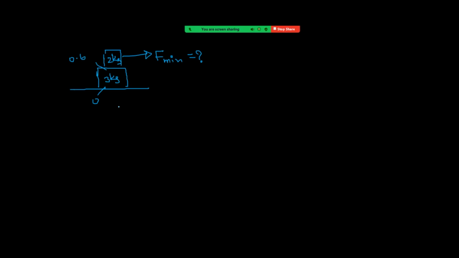Again, take a free body diagram for each block separately. Students, if you are thorough with the free body diagram, you can solve all questions on your own. F minimum we have to calculate. When slipping starts, friction will be at limiting value. Therefore, I am taking the friction force at limiting value, which is 0.6 into normal reaction 20. It is 12.